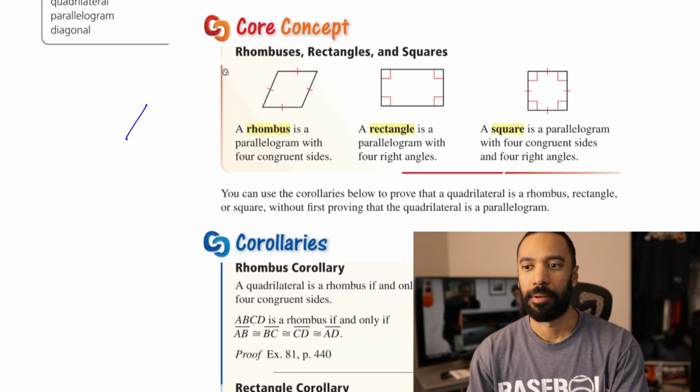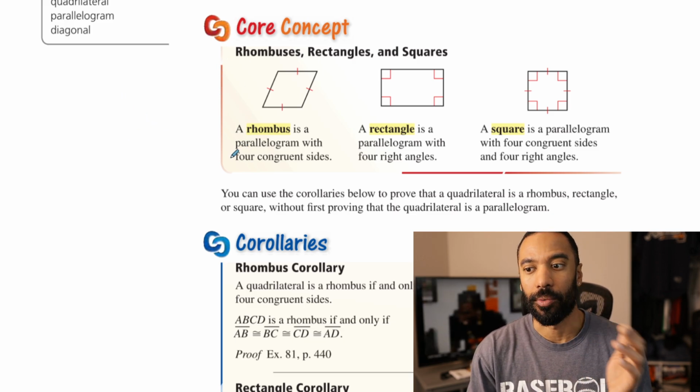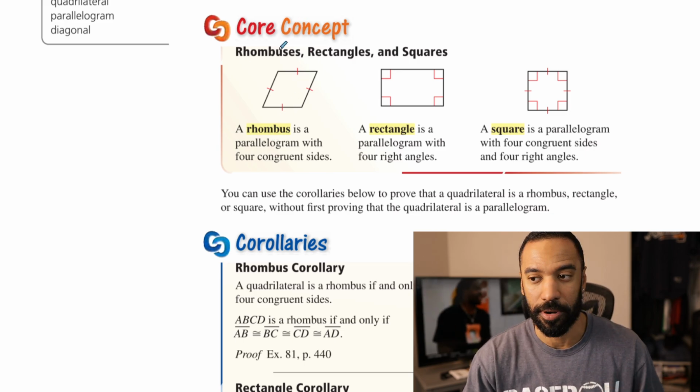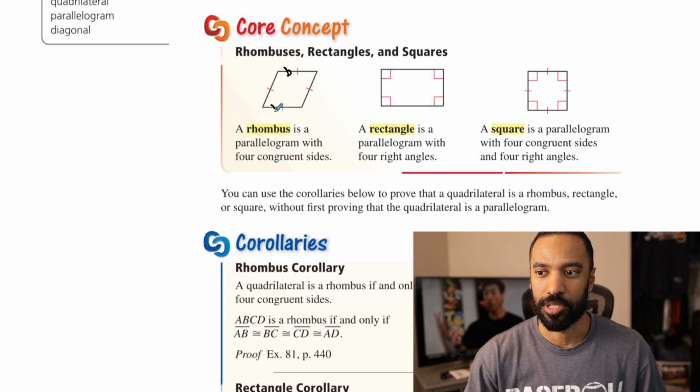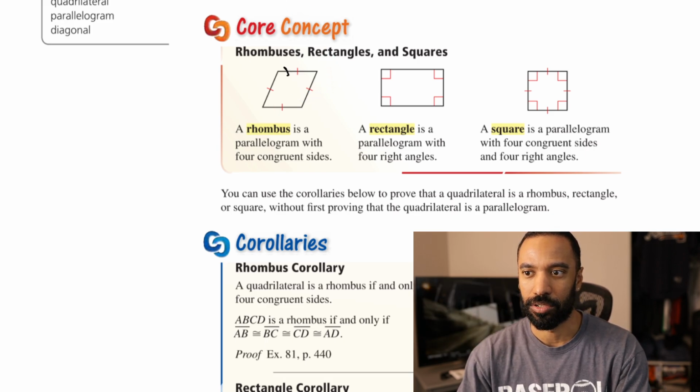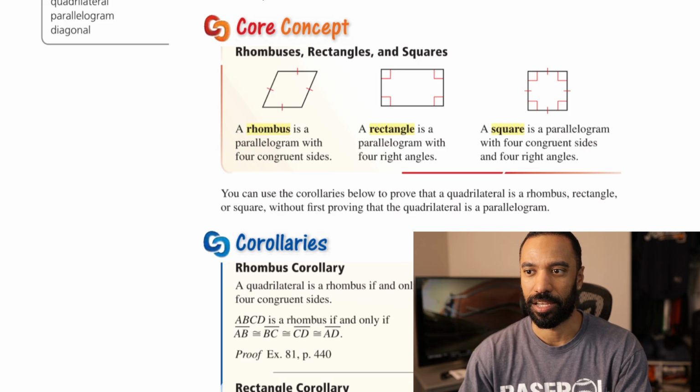Anyway, I was going to mention something else here. It's a parallelogram with four congruent sides. What does a parallelogram have? Opposite sides parallel, and then it has a bunch of properties as well, and we'll dig into the whole what, how, why, and things like that later.